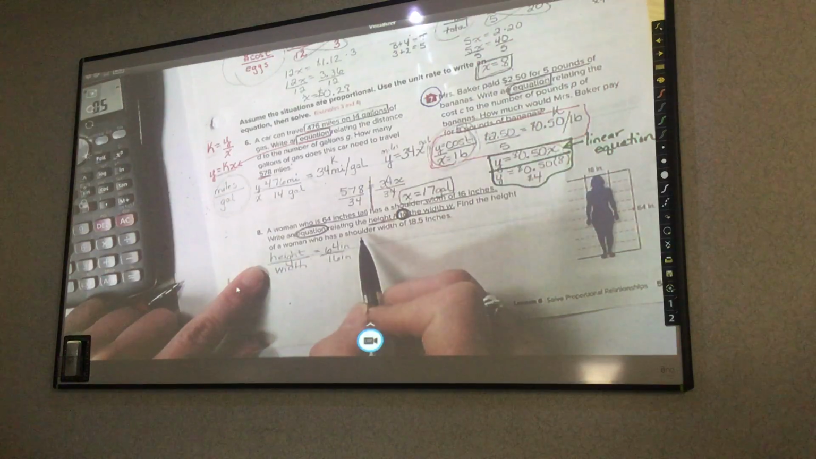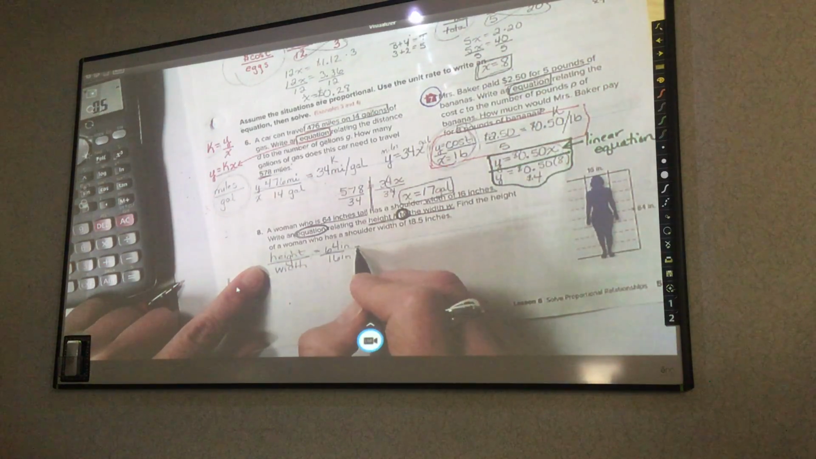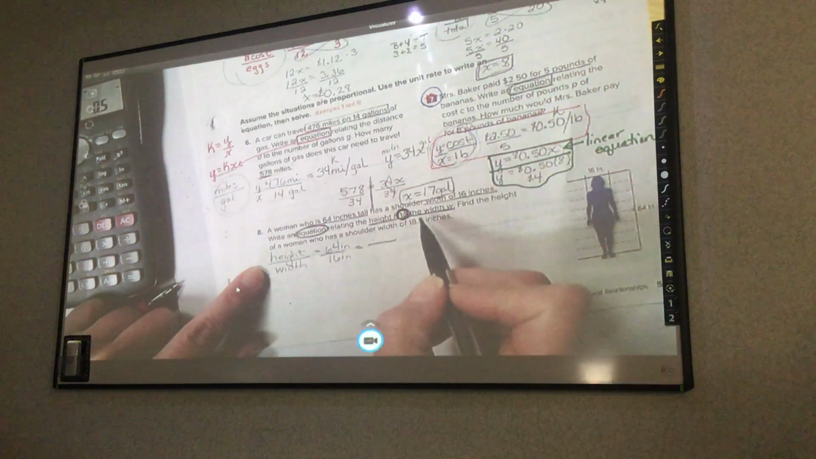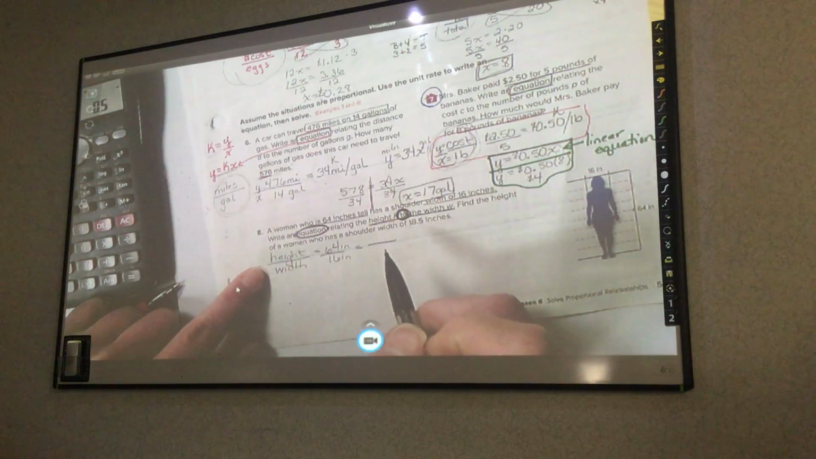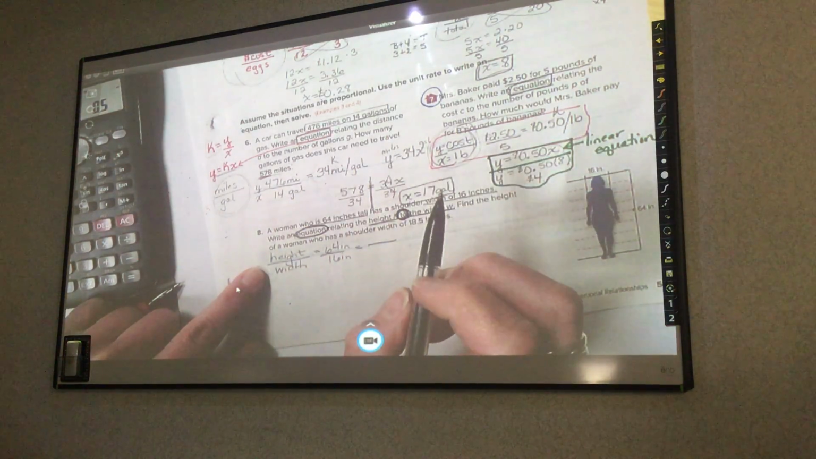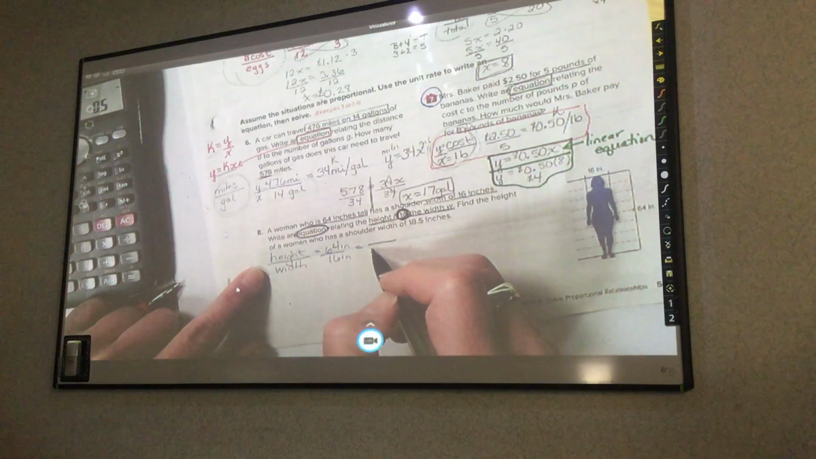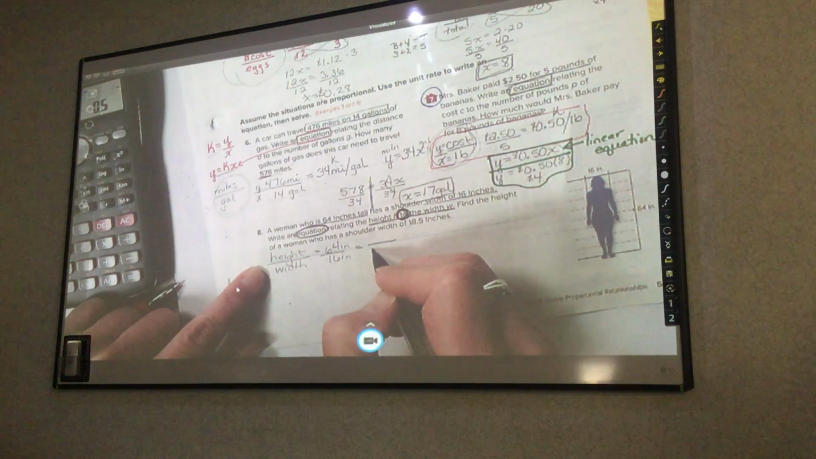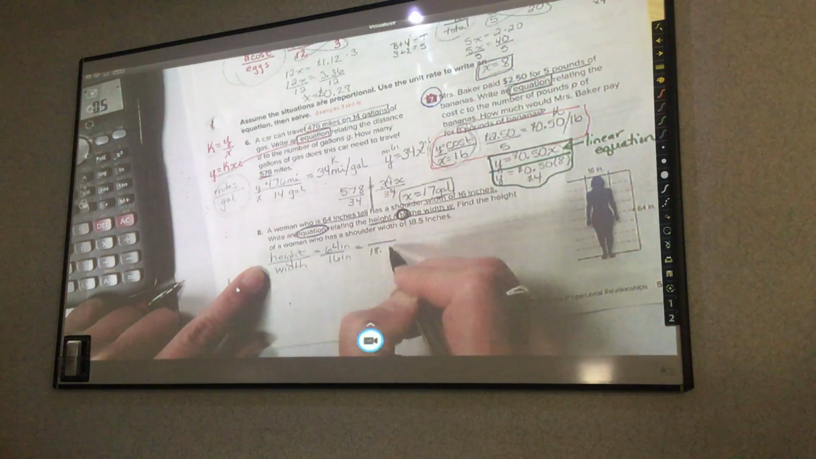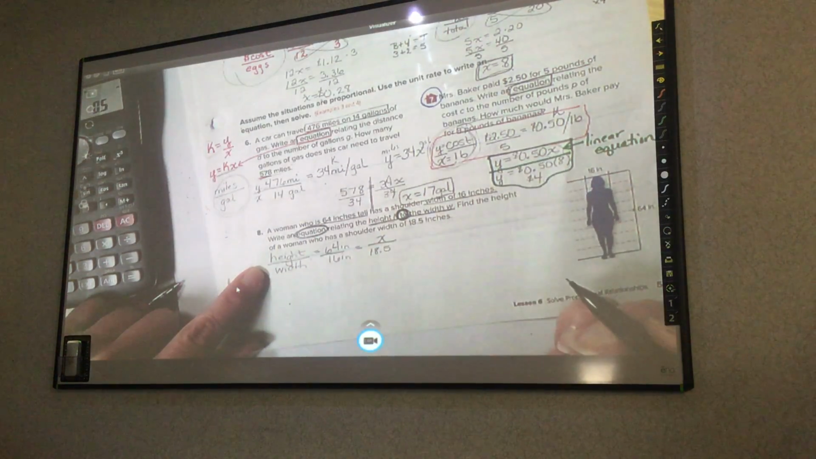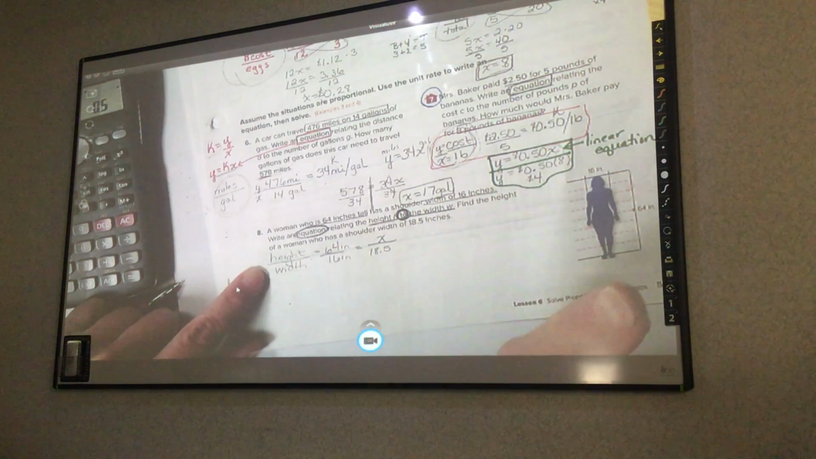Find the height of a woman whose shoulder width is 18.5. So does the 18.5 go on top or the bottom? Bottom. Why on the bottom? Because it says width. Okay. Because it says shoulder width. This is how we would solve the problem, right? Yes. Okay, but hold on.